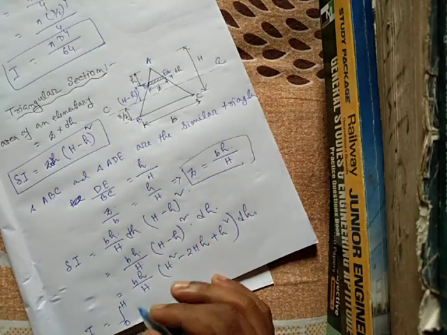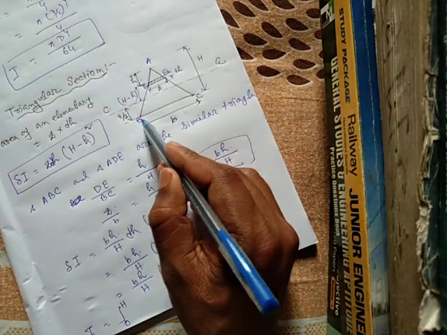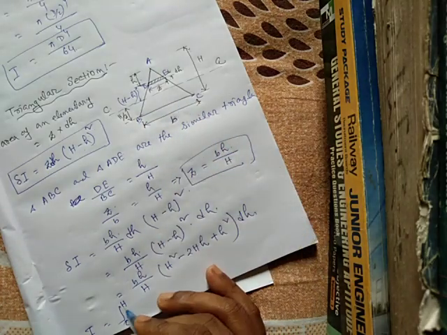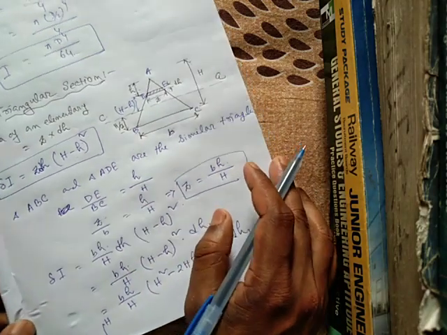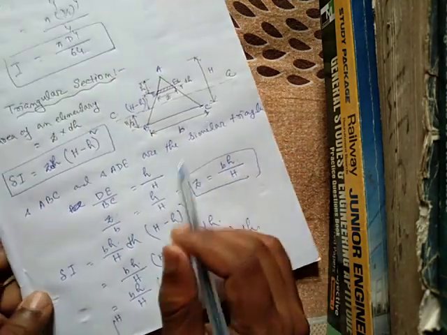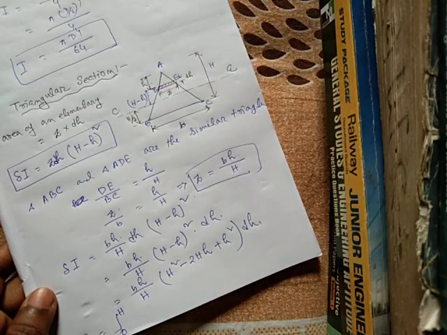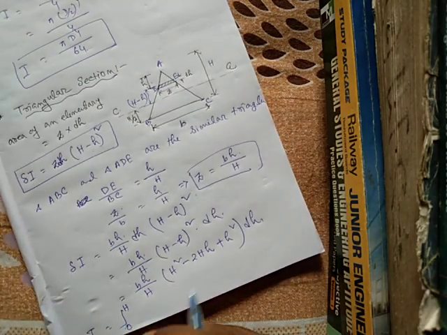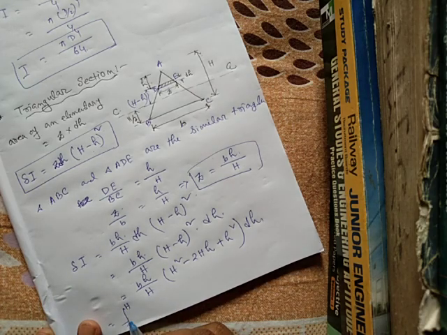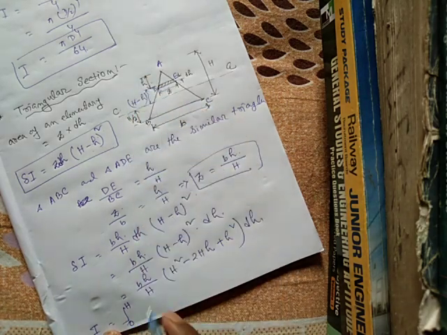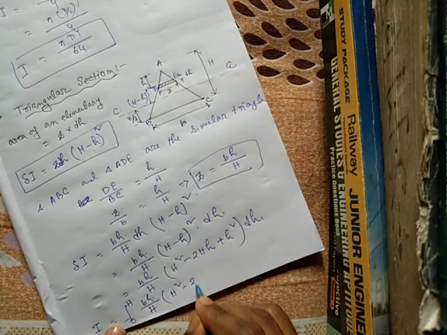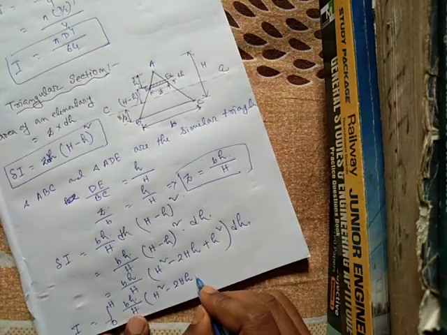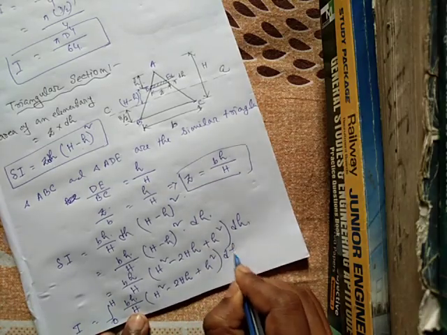Now let me find the value of the moment of inertia about the base, limit 0 to H. After calculating the moment of inertia about the base, we can also find the moment of inertia about the CG. So b into h divided by H into (H square minus 2H into h plus small h square) into dh.